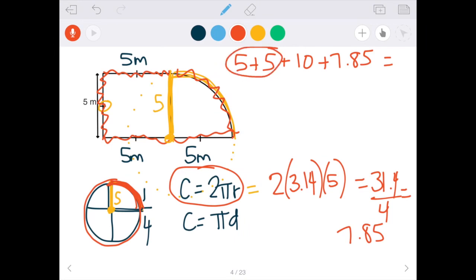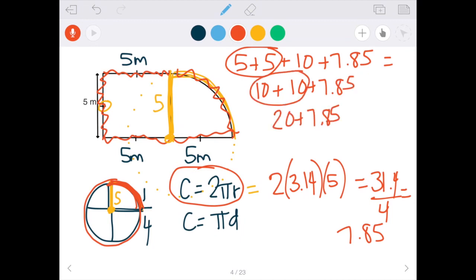Now I can add these up and see what I got. 5 plus 5 is 10. 10 and 10 makes 20. 20 and 7 is 27, so 27.85 meters is the perimeter of this figure.